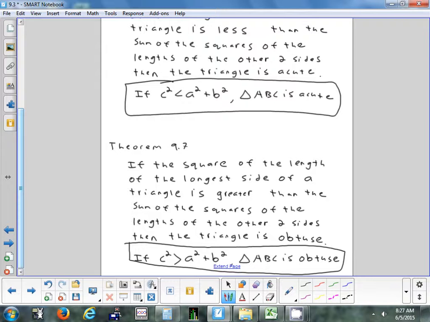And if you write it that way, make sure you put c squared on the left, just like I did. It's kind of easy to remember. Greater than is bigger, obtuse. Less than is smaller angles, that's acute. Okay, if you write it differently, it might mess you up. So any question on theorem 9.6 or 9.7?